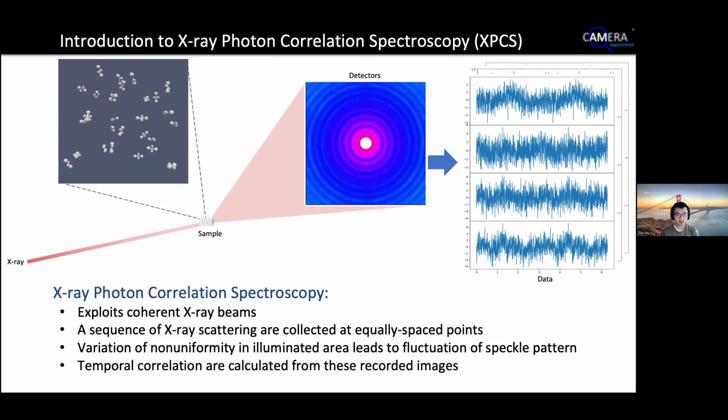As we observe the sample at different times, the movement of the particles will incur the variation of the electron density, and so the temporal fluctuation of the speckle patterns. So inversely, by analyzing the temporal fluctuation of the speckle patterns, we may be able to recover the information about the dynamics within the sample. Based on these features, XPCS is well suited for studying disordered systems.